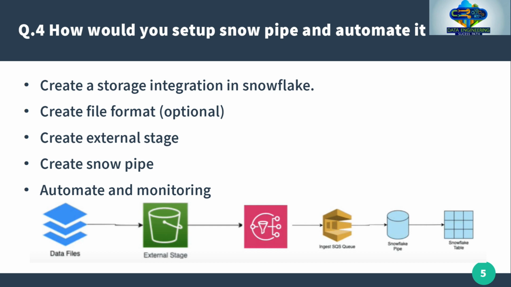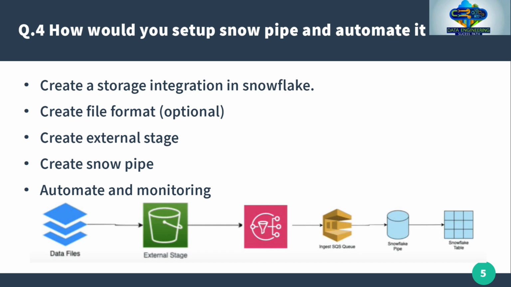If your data files are in a specific format like CSV, JSON, or Parquet, you need to define a file format in Snowflake. This is a very simple step. You can easily create a file format: just CREATE FILE FORMAT, give your format name, and provide type equal to CSV, field optionally enclosed by quotes, skip header 1. So this is a simple example of creating a file format.